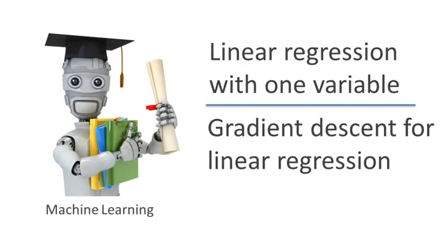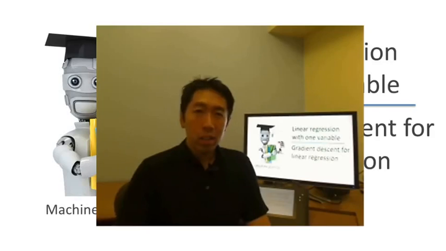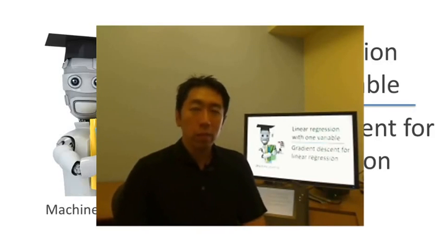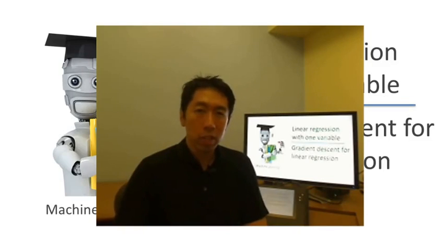In previous videos, we talked about the gradient descent algorithm, and we talked about the linear regression model and the squared error cost function. In this video, we're going to put together gradient descent with our cost function, and that will give us an algorithm for linear regression, for fitting a straight line to our data.